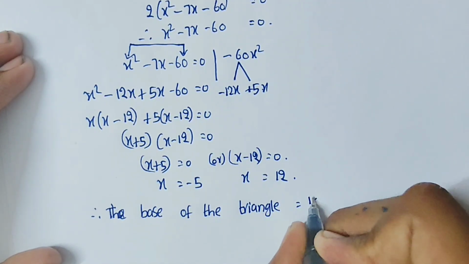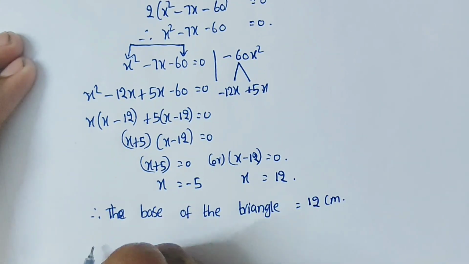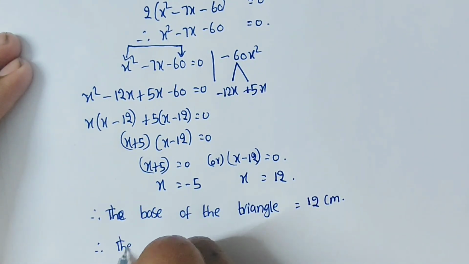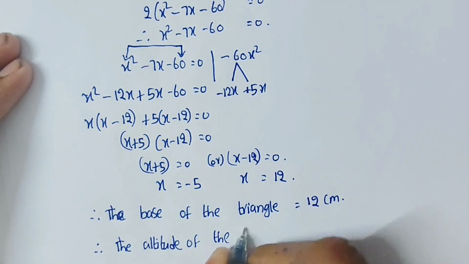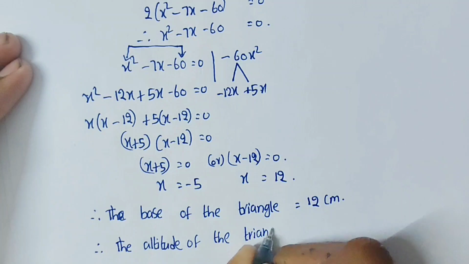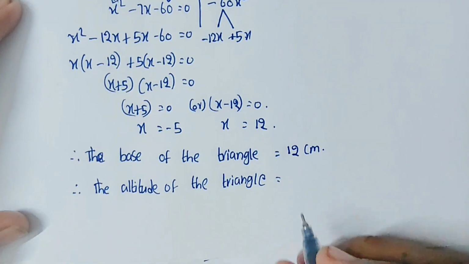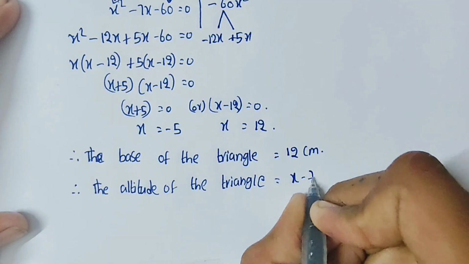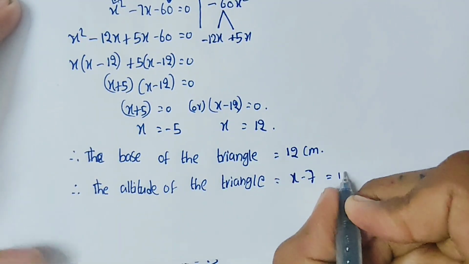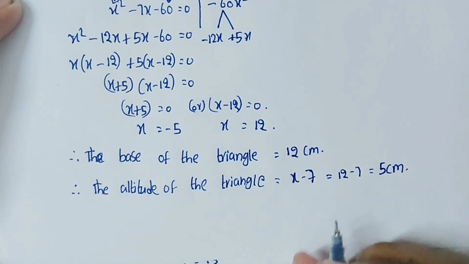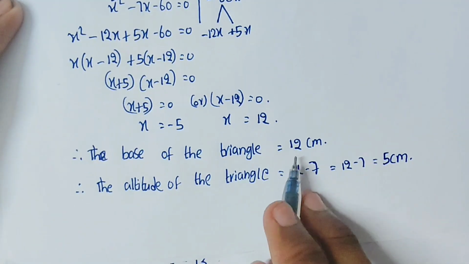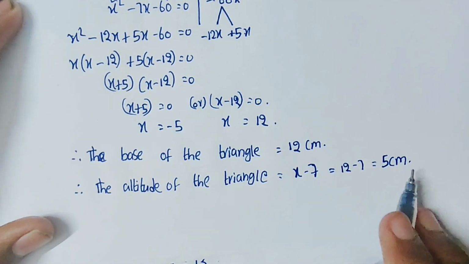equals 12 centimeter. Therefore, the altitude of the triangle equals x minus 7. So x minus 7, where x is 12, so 12 minus 7 equals 5 centimeter. The base of the triangle is 12 centimeter. The altitude of the triangle is 5 centimeters.